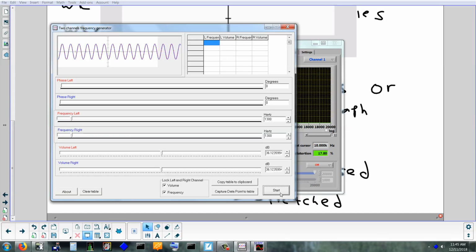Pretty close. That's the frequency I was whistling at. It obviously sounds a little different because that's an electronic version of the frequency, where I'm not a robot. I'm not electronic. I'm human.